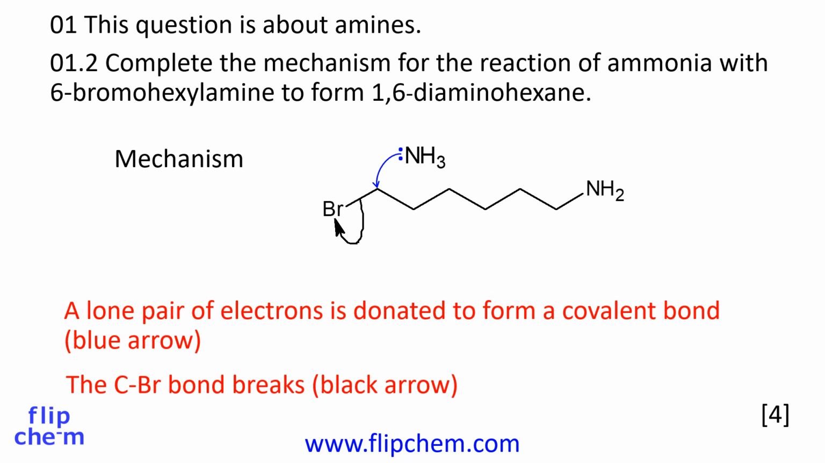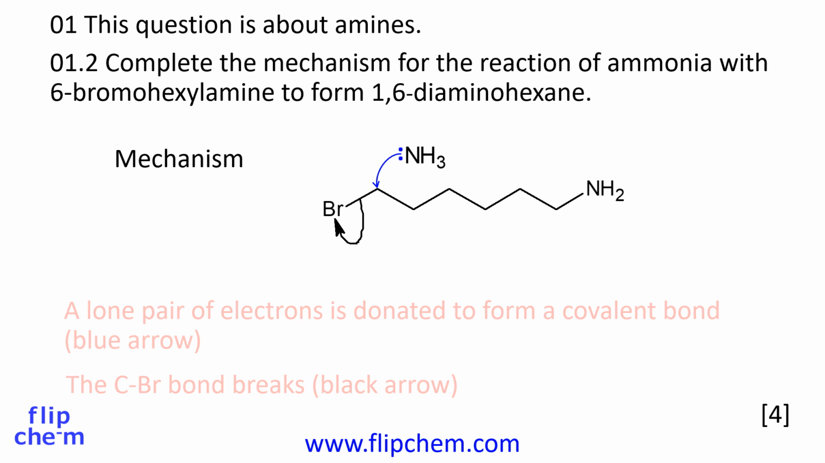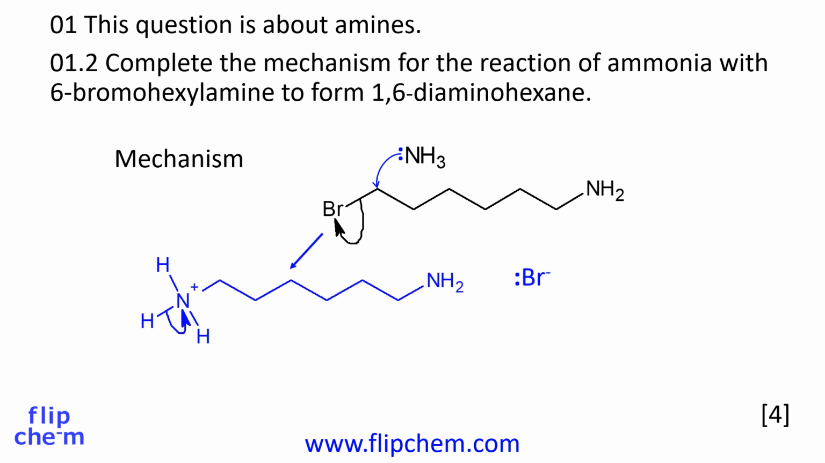Two dots show the lone pair of electrons on the nitrogen atom of ammonia. The blue arrow shows that the lone pair of electrons is making a covalent bond with the carbon atom. The intermediate is formed. The nitrogen atom on the left is now making 4 covalent bonds. It has a full positive charge. One of the NH bonds breaks and both electrons go to the nitrogen atom.